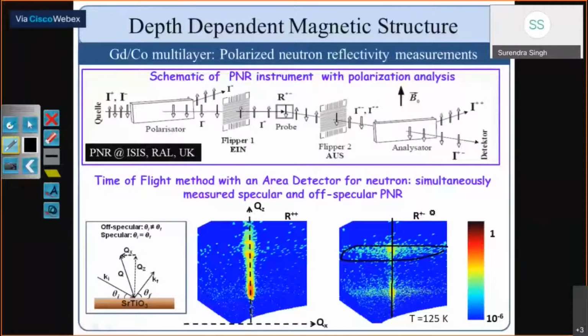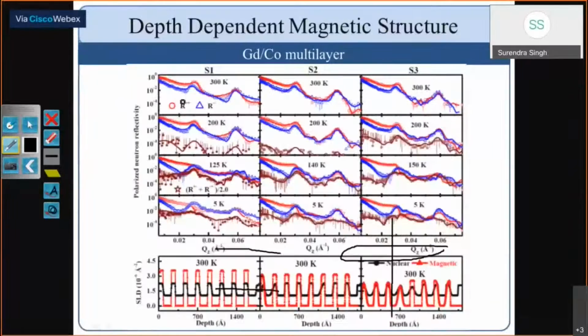That's why this off-specular reflectivity, this Bragg sheet, what we call this intensity map, we are getting only at the Bragg peak. This was the Bragg peak portion. This was the first Bragg peak. This was the second Bragg peak. And if you see the specular reflectivity, this is the first Bragg peak, and this is the second Bragg peak. This is specular reflectivity. We are just collecting Qz function in the previous slide.